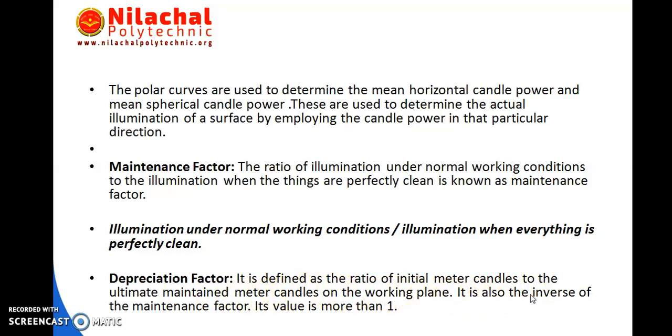1 by maintenance factor is called the depreciation factor, and its value is more than 1. Okay, you should be clear that its value is more than 1, and 1 by depreciation factor is your maintenance factor.